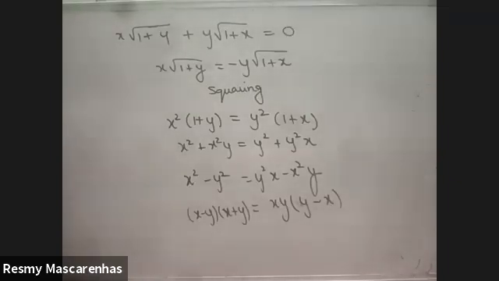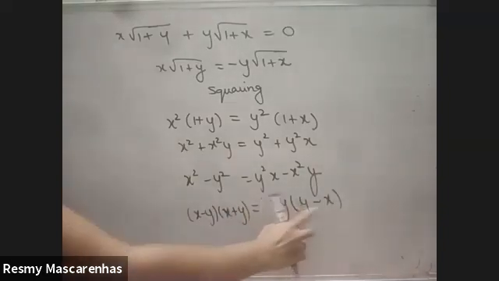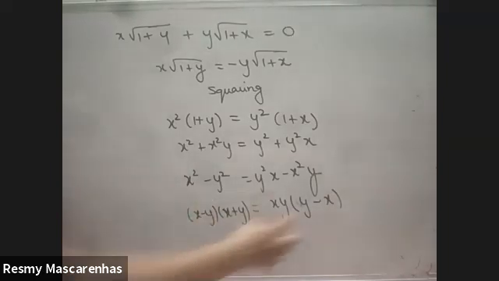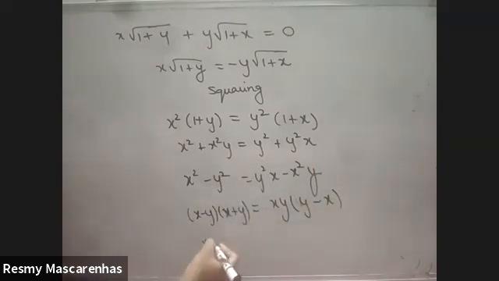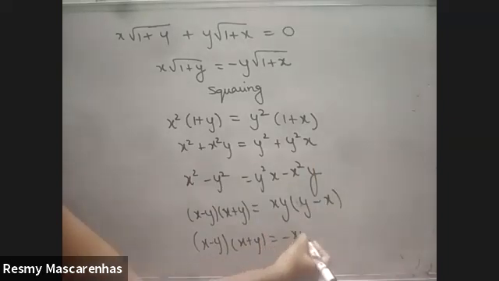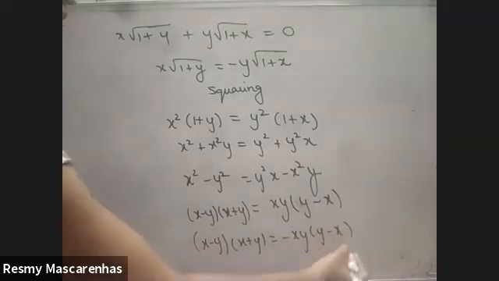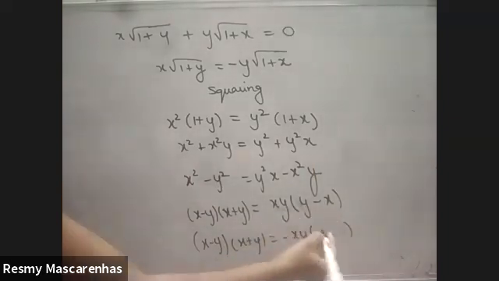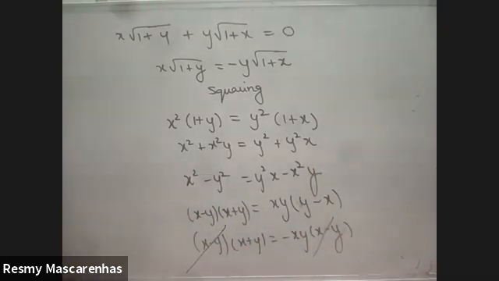Now the thing is, I cannot straight away cancel these two terms because they are opposite. This is x minus y and this is y minus x. So before cancelling, I'll make it same like this one. You can make it reverse by taking out minus common. Whenever you take out minus common, it will reverse. And now you can cancel it with this one.